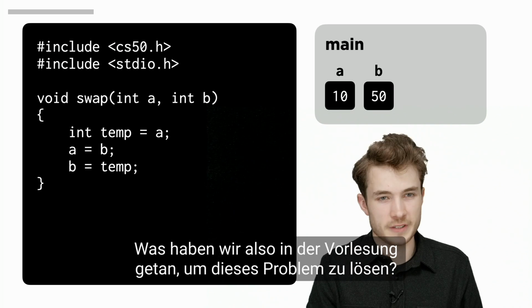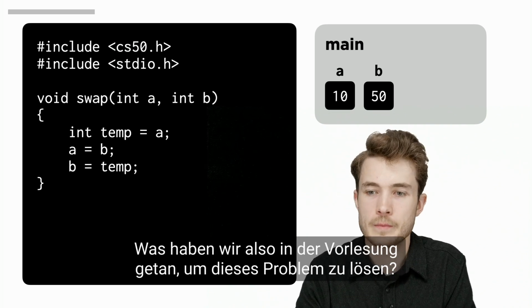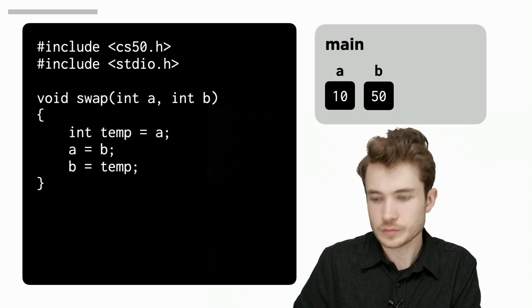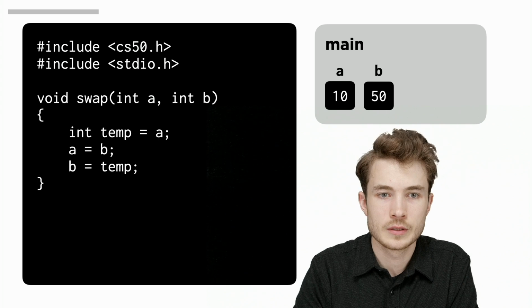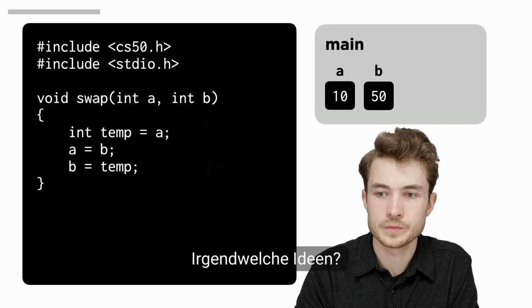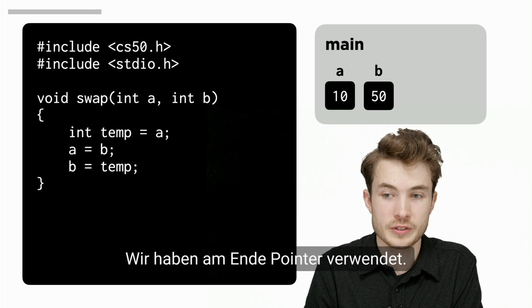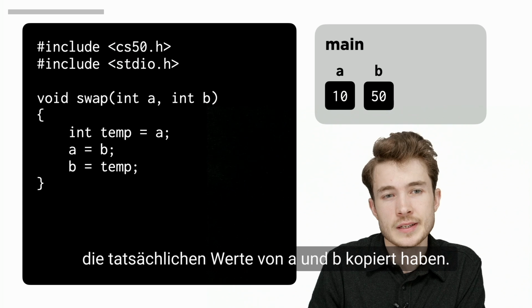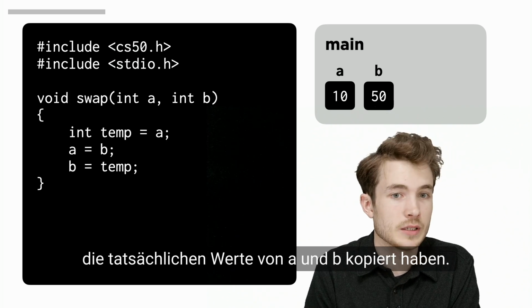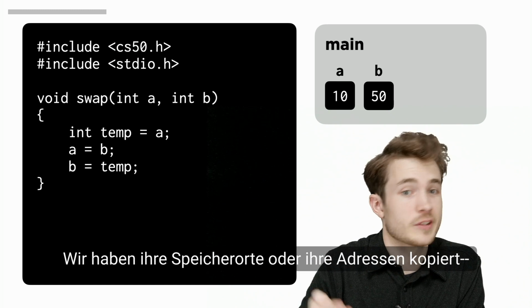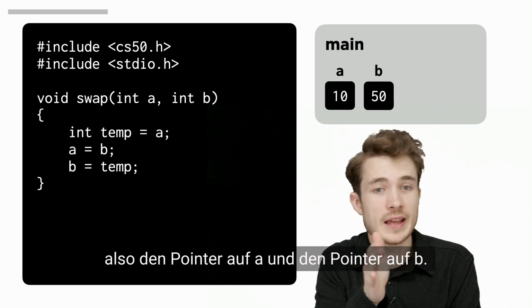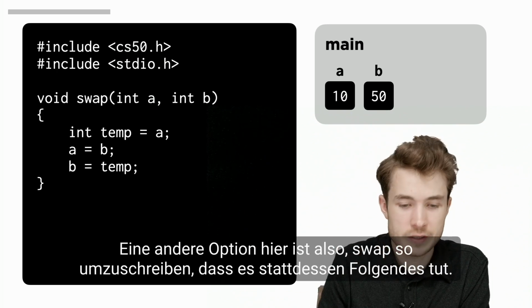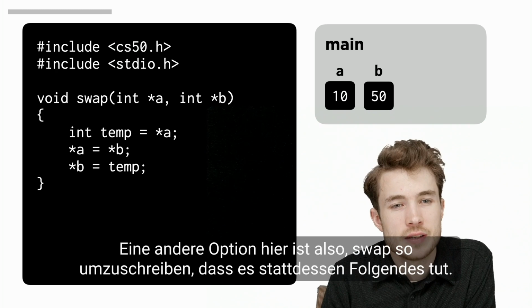So what do we do to fix this in lecture? What do we do to fix this problem? Any ideas? So we did end up using pointers, and what we did in particular is we didn't copy in the actual values of A and B. We copied their locations or their addresses. That is the pointer to A and the pointer to B. So another option here is to rewrite swap so that it does this instead.